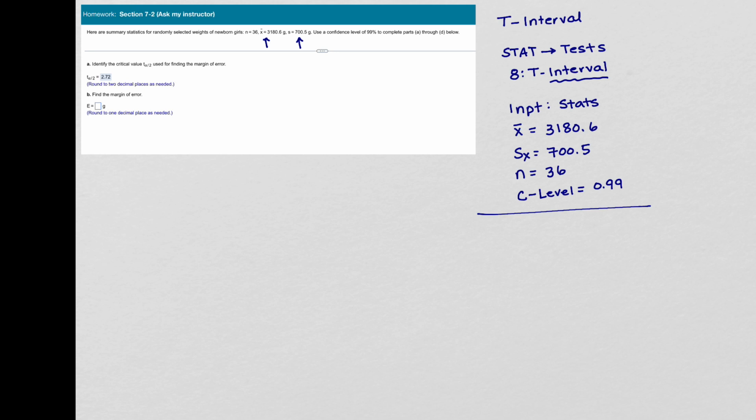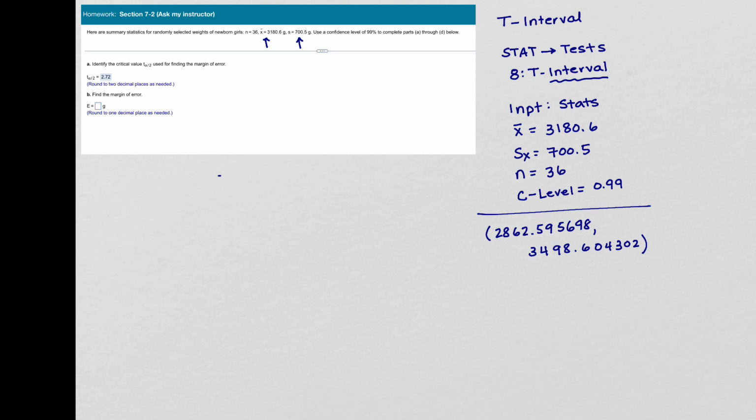and my results are 2,862.595698 to 3,498.604302. And that is our confidence interval. So I think the next question is going to be, what is the confidence interval? And that's going to be our answer for that. We're going to go ahead and round that appropriately. But now we want to know the margin of error.